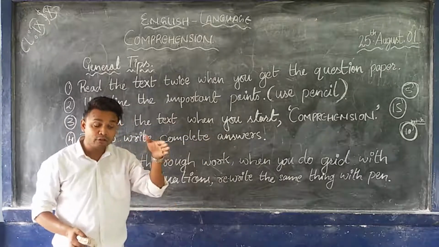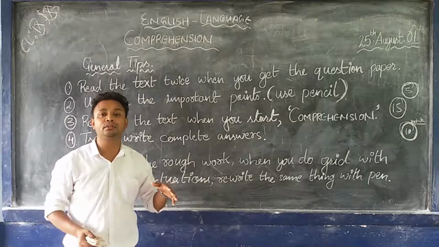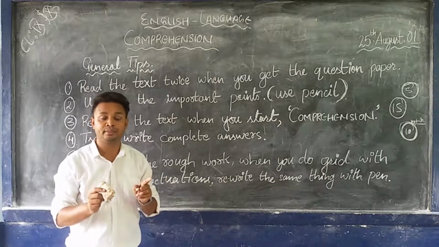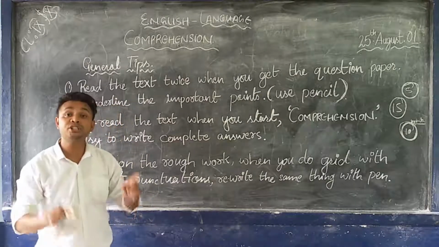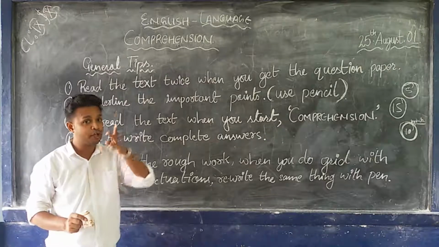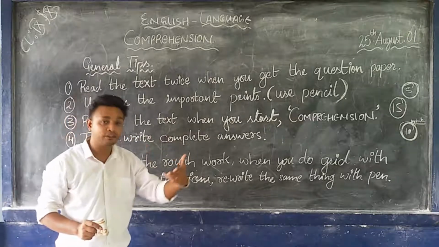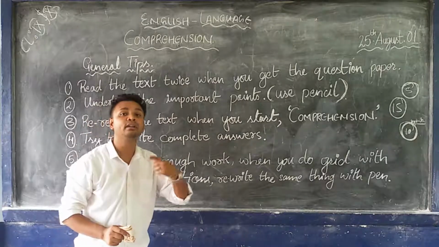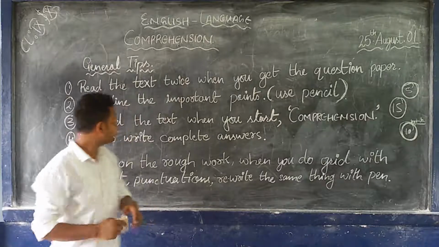Whatever you have read, do not ignore it, thinking that you have already read it twice and know all the answers. No, that is called overconfidence. So what you are going to do is reread the text once again. Since you have already read it twice, you won't take much time. Just have a glimpse of it. Read it once, then only write an answer.